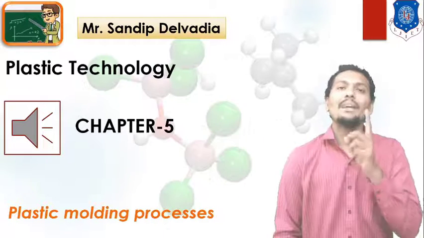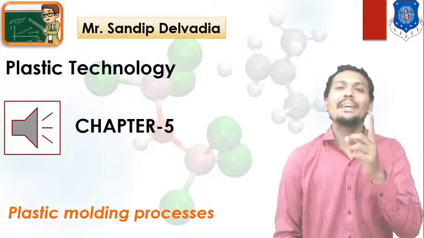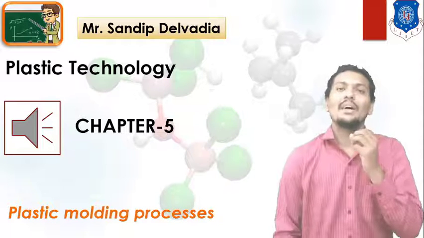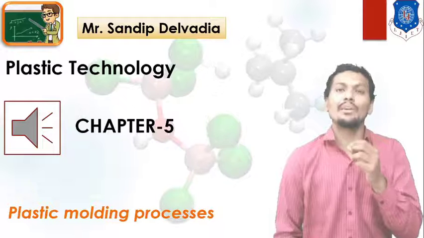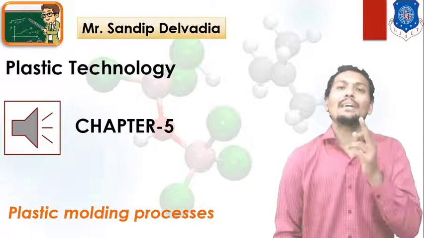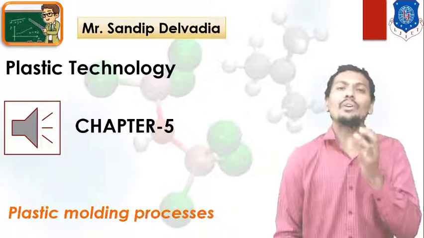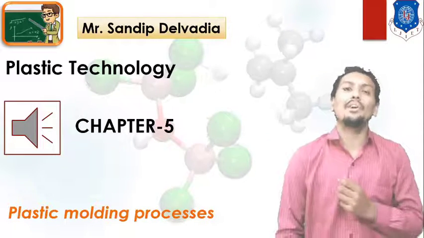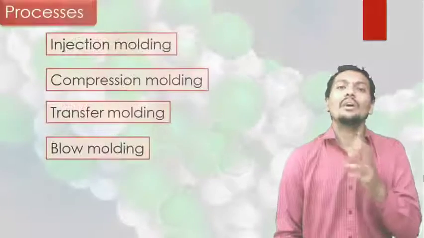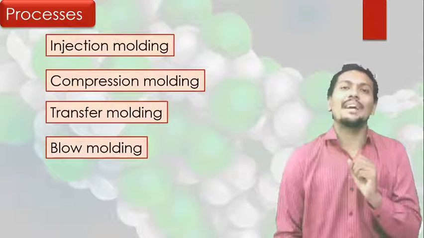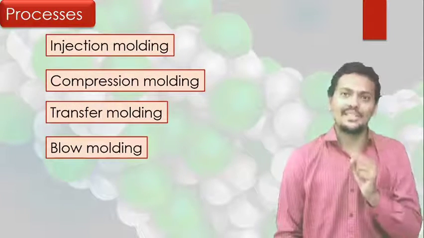There is a main difference between the thermosetting and thermoplastic. The thermosetting cannot be reshaped with application of heat, and the thermoplastic can be softened or reshaped with application of heat. So let us start our discussion on different processes, that is molding process, right?